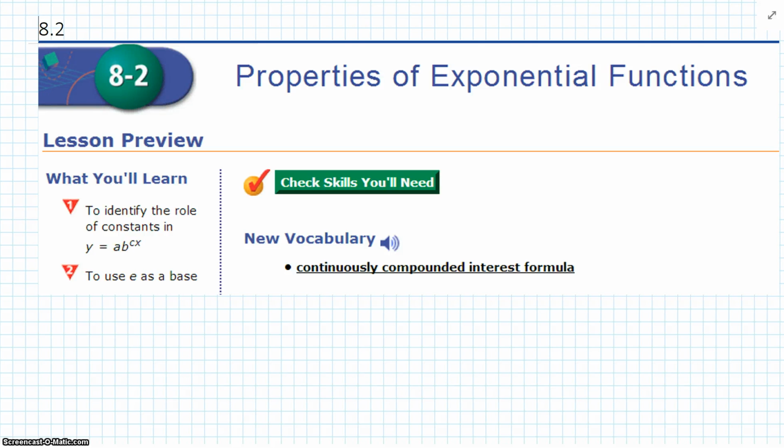Alright, Chapter 8, Section 2, Properties of Exponential Functions. In this lesson, we're going to learn to identify the role of the constant in y equals ab to the cx. We're going to use e as a base. And we're going to talk about continuously compounded interest.